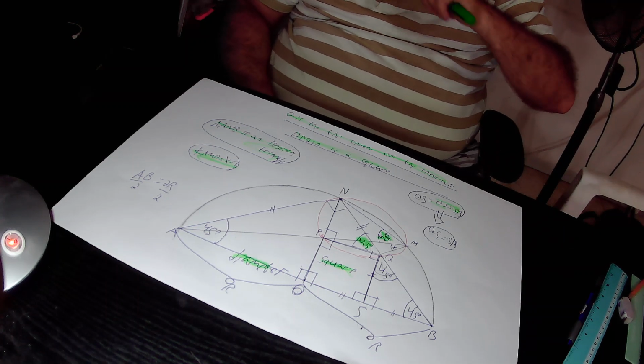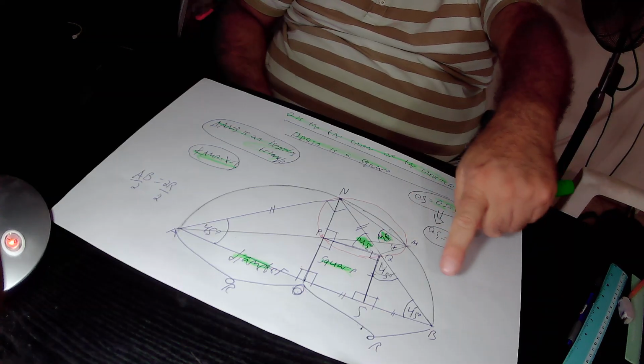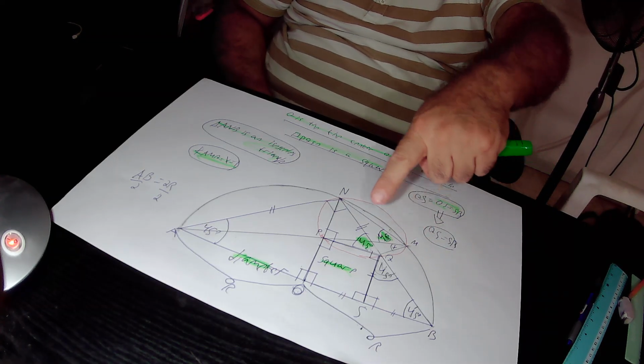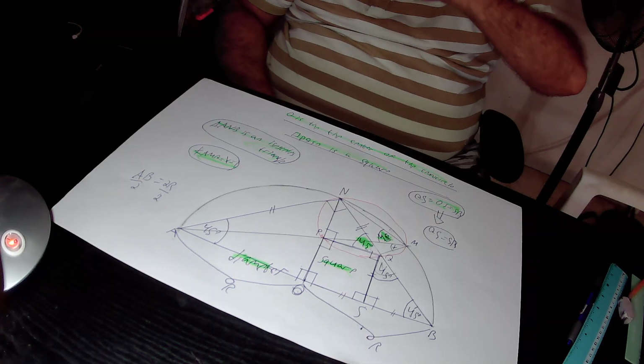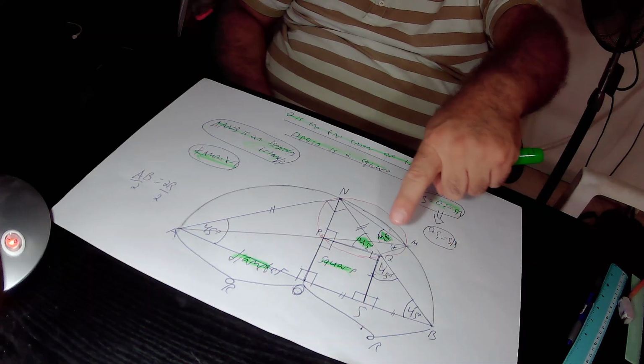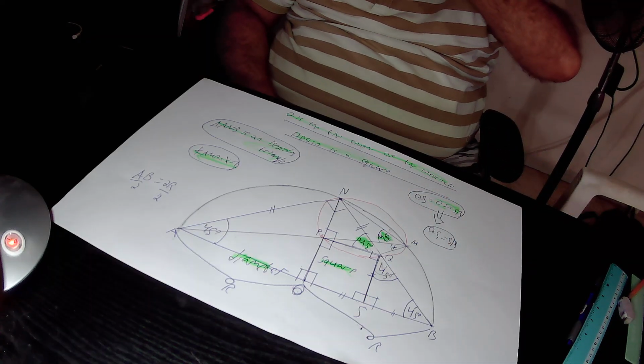In the next step, we join points B and Q together by a straight line, and we extend the line BQ until it touches the circle. The touching point of the extended line BQ with this circle is point N.